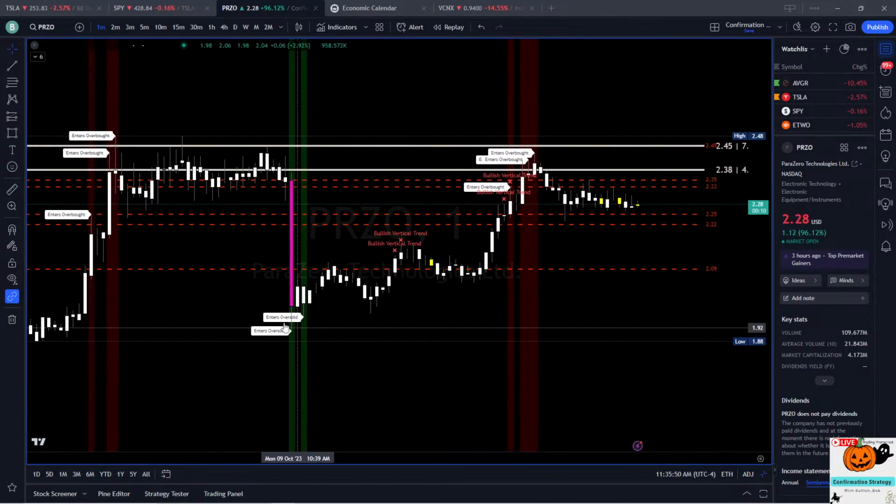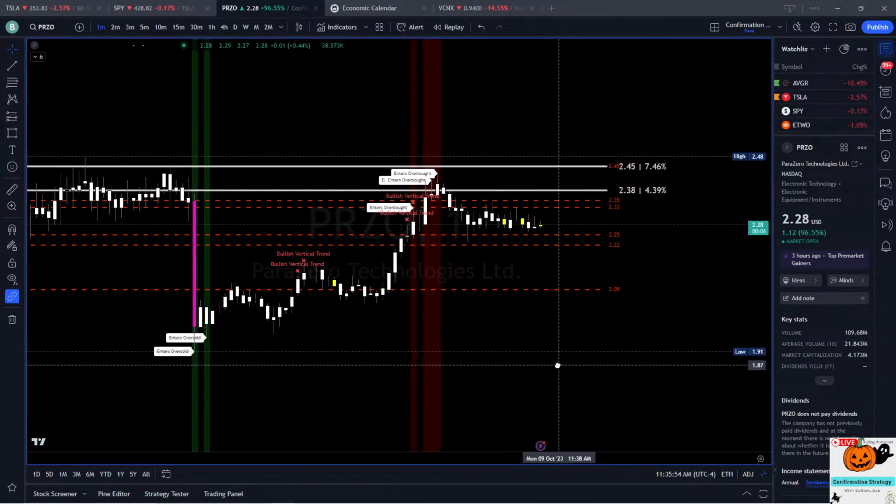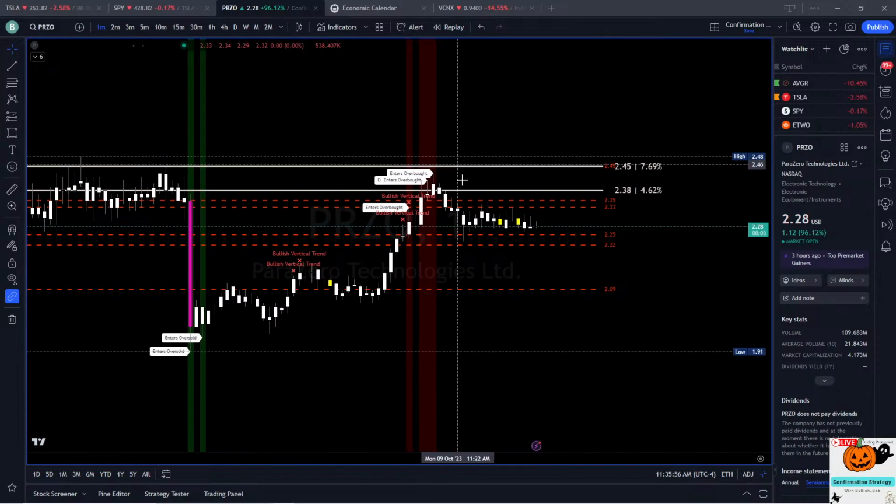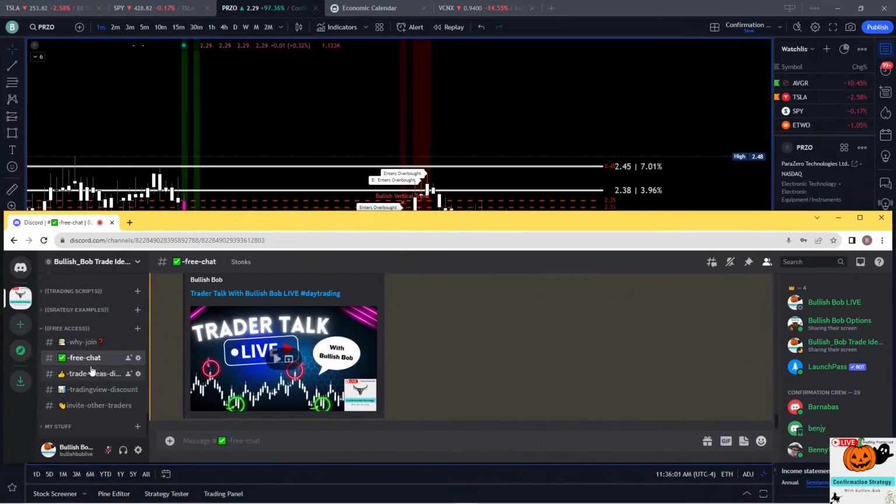And we did catch it as we had this entering oversold area here, and it just came all the way up from $1.91 all the way up to $2.38. Let's see if we got alerts. I believe we did get alerts on this one.